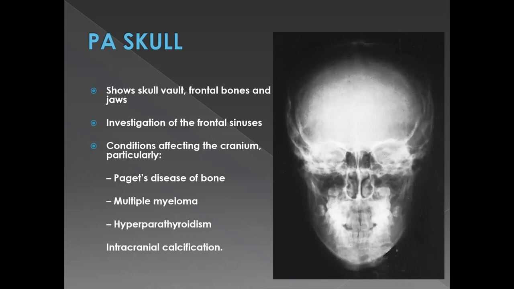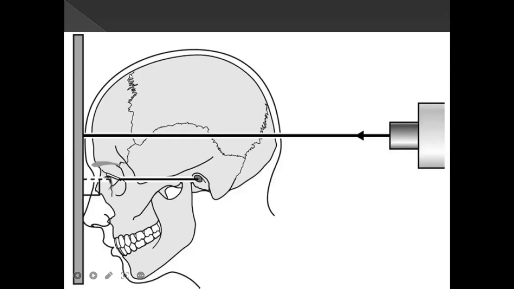Anyhow, so like I said, it shows you the skull vault, the frontal sinuses, and the jaws, and it is also done for the investigation of the frontal sinuses, although it's not very clear on showing those frontal sinuses, at least in my opinion. Anyhow, so basically how this X-ray is done, since this is a PA projection, in this case you'll have to remember that the X-ray tube is located posteriorly. All right, and the film is placed anteriorly. Okay, that's why it's a PA skull.